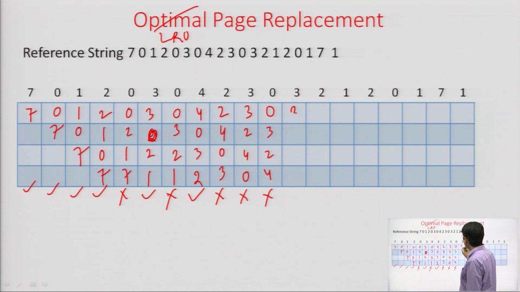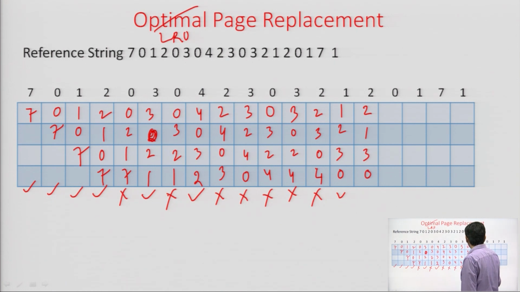3, bring it on top, no page fault. Similarly, 2, bring it on top, no page fault. 1, you will have to replace it with someone. So, 1, 2, 3, 0, replace it with 4, page fault. 2 is already there, bring it on top, no page fault. 0 is already there, bring it on top, no page fault.